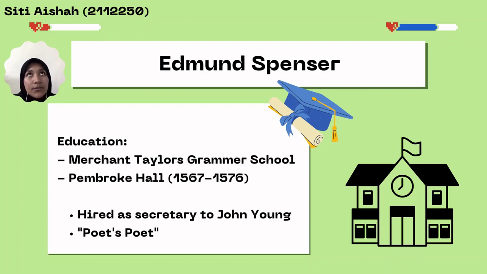Later, in May of 1567, he enrolled as a student in Pembroke Hall, now known as Pembroke College of the University of Cambridge. In 1573, he received a bachelor's degree in arts. However, after that, he stopped attending Cambridge in 1574 due to the epidemic, but later continued his master's and received a master's degree in arts in 1576. In 1578, Spenser was hired as a secretary to John Young, a bishop of Rochester, and through this, he was introduced to the major poets' court.